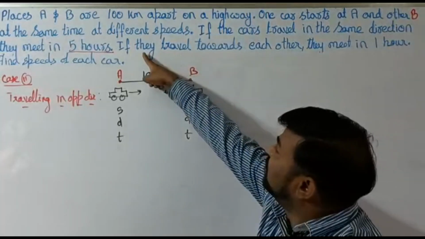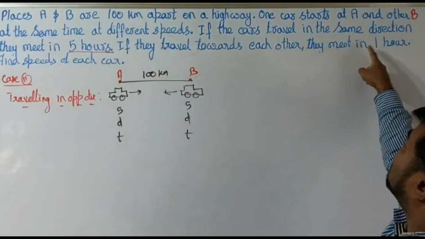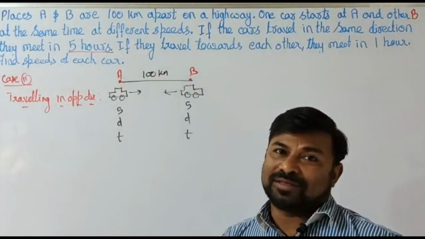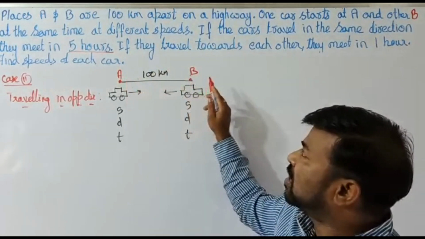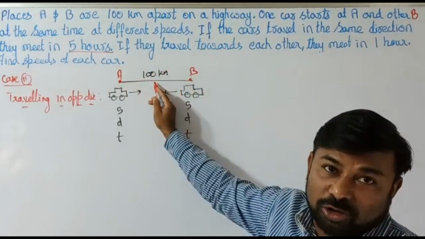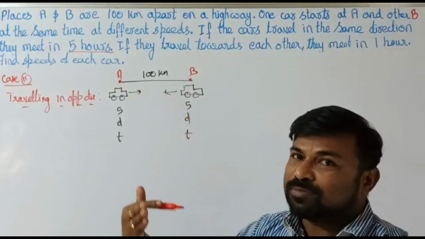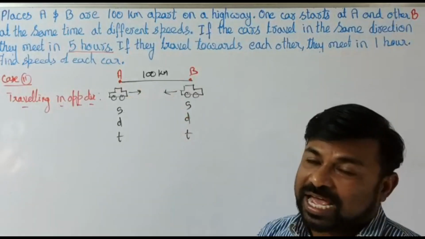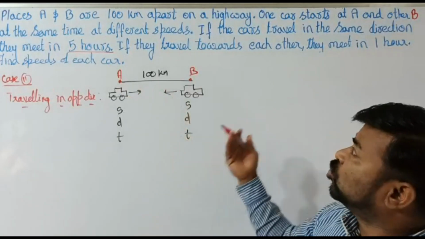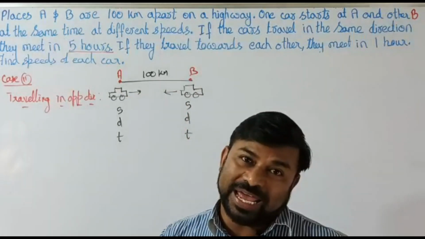So what he says is, if they travel towards each other, they meet in 1 hour. That is what I'm checking for car A and car B. The distance between them is 100 kilometers. They are moving towards each other, which means they are traveling in the opposite direction towards each other. You can say towards each other or in the opposite direction.